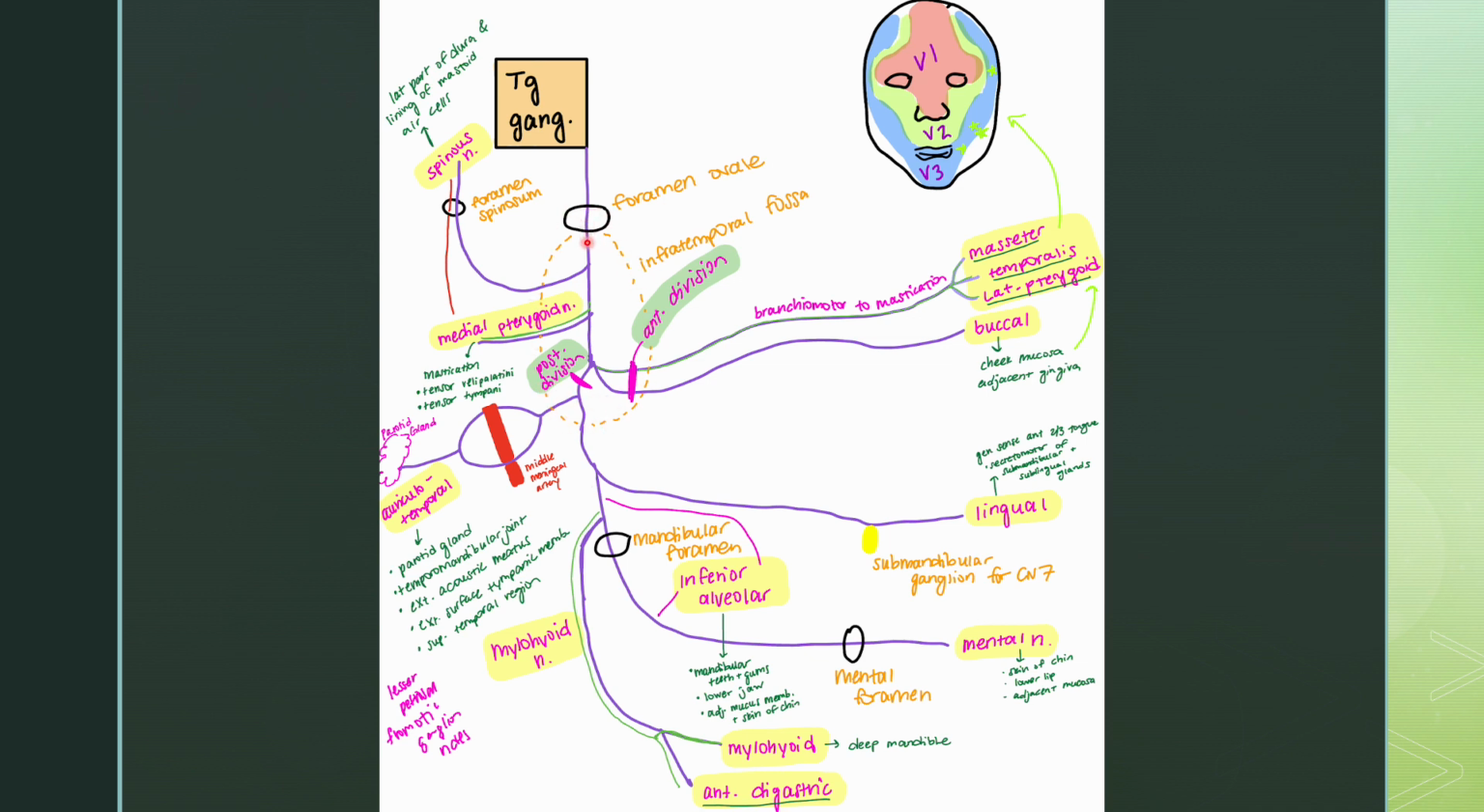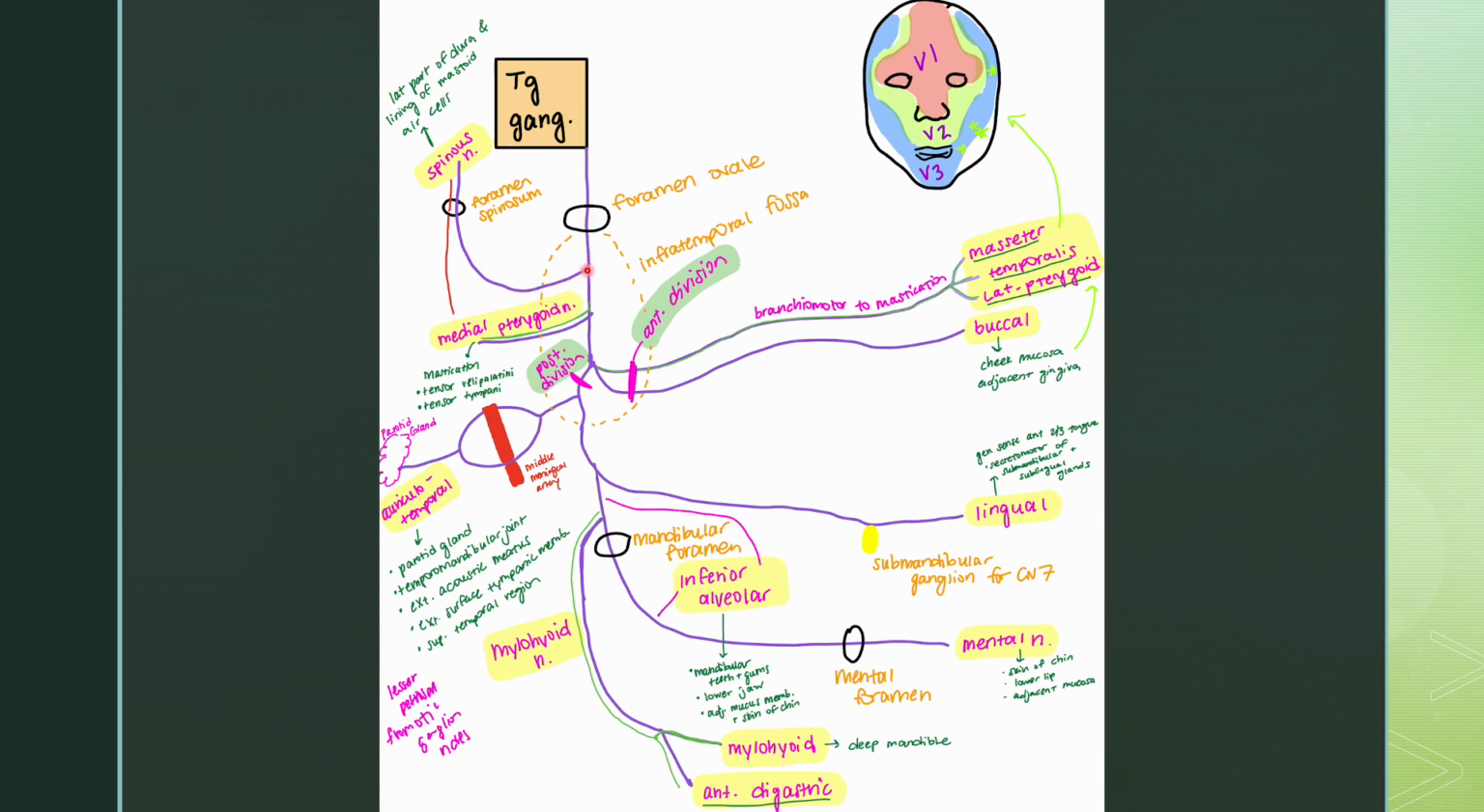The first thing you give off, just a heads up, is 2 branches before things get weird. First, it gives off the spinous nerve, which goes up and out through the foramen spinosum, which, if you'll recall, is also where the middle meningeal artery goes up and out. So the spinous nerve follows that middle meningeal artery through the foramen spinosum. That's the first branch that V3 gives off.